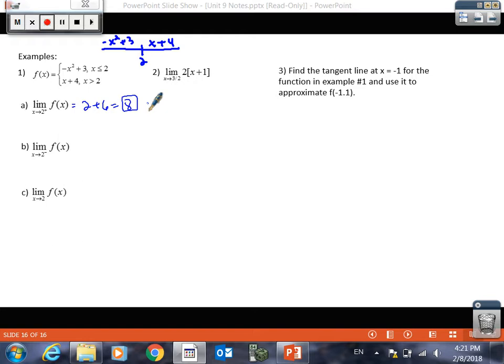Okay. Actually, it's 2 plus 4. 2 plus 4, and that gives me 6. Okay, so I get 6 for that limit. All right, great. So now let's come from the left.